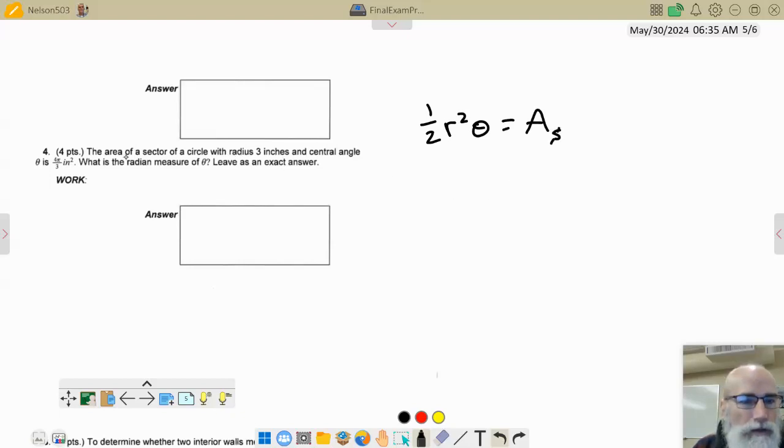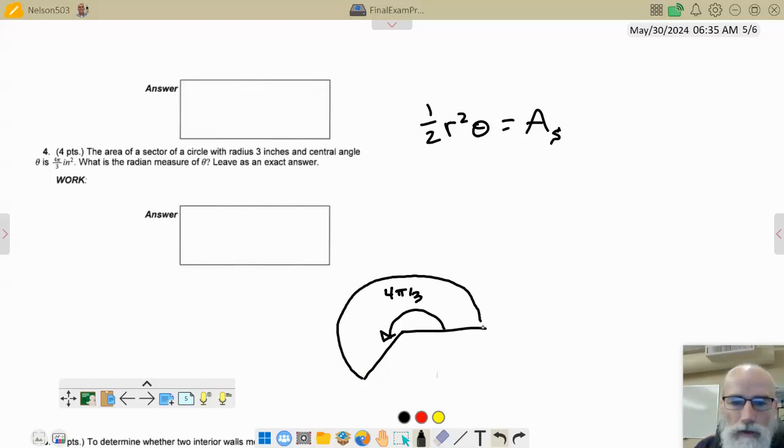So let's see, what do I know? I know the radius is 3 inches, central angle 4 pi thirds. Let's see, what does that look like? That's like this, right? 4 pi thirds is more than 1 pi. So that's the area of the sector that we're looking for. And I just take my numbers and plug them in, right? So let's see, the area of a sector of a circle with radius 3 inches and a central angle. What's the radian measure of theta? And a central angle of theta is 4 pi. Yeah, I'm sorry.